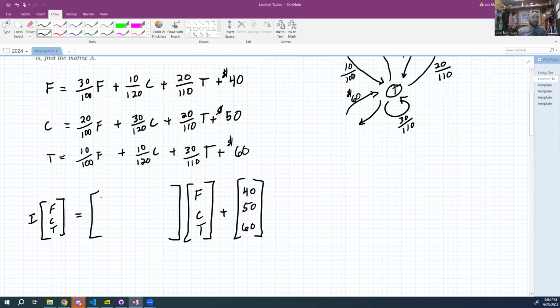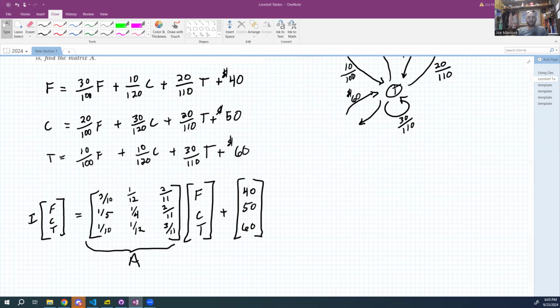And in this matrix, I've got 3 over 10, 1 over 12, 2 over 11, 2 over 10. Oops, that's a fifth. Sorry, 1 over 5, 1 over 4, and 2 over 11, 1 over 10, 1 over 12, and 3 over 11 there. Okay, so this matrix here is my matrix A.